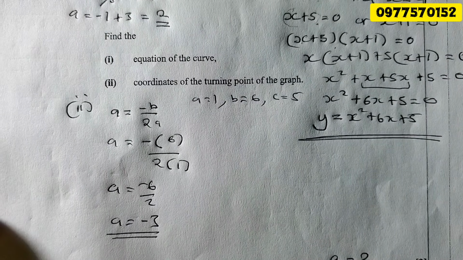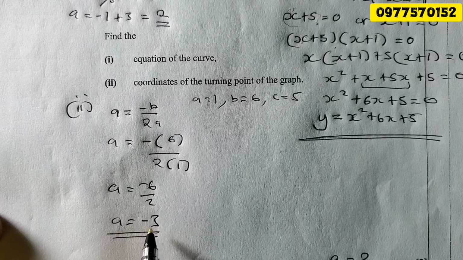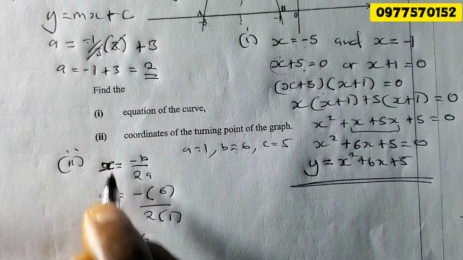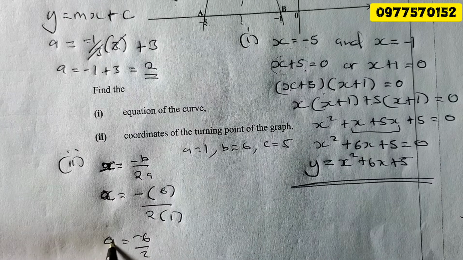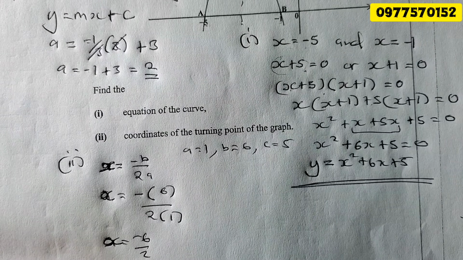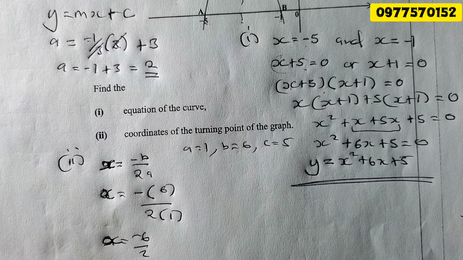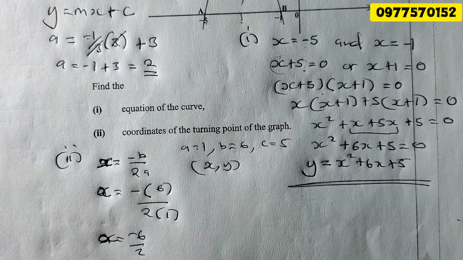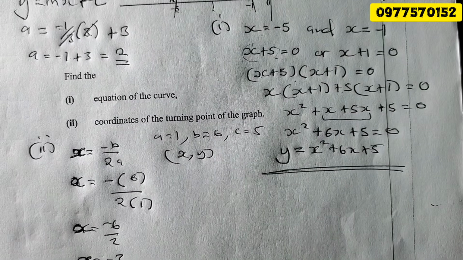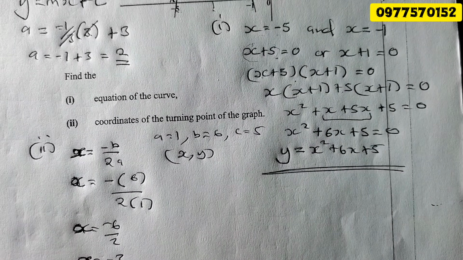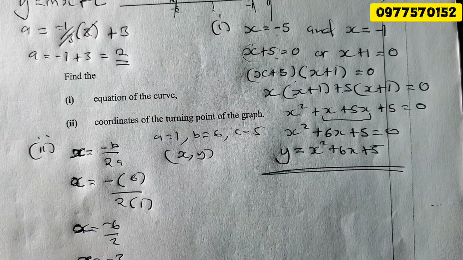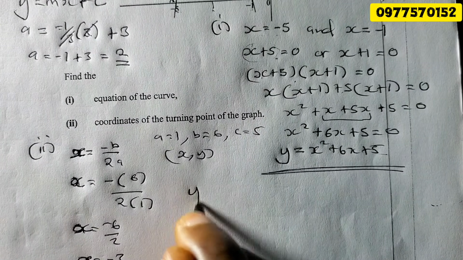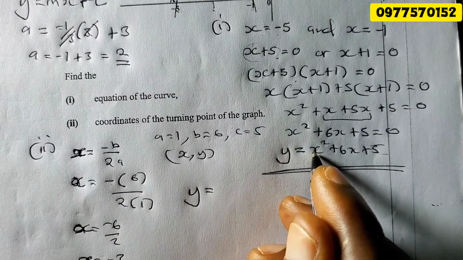Okay, it's negative 3. Now, having found the value of, not a, it is x. Okay, this is x. We're not finding a, sorry. We are finding x, the x coordinate of the turning point, because the turning point has to be in the form of x, comma what? Comma y. We have found the value of x, so there's no pressure. We can find the value of y. Finding the value of y, we're going to substitute negative 3 into this original equation. Are we together? So we're going to say y is equals to, what is x?